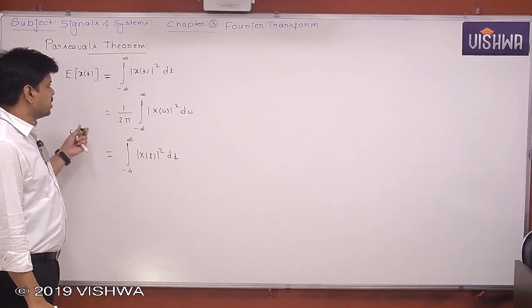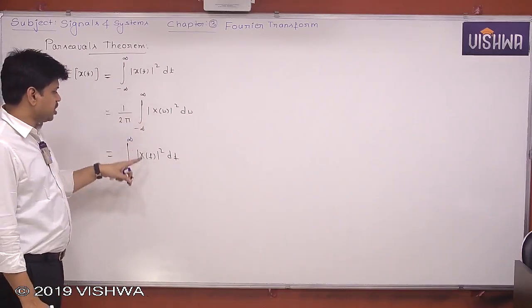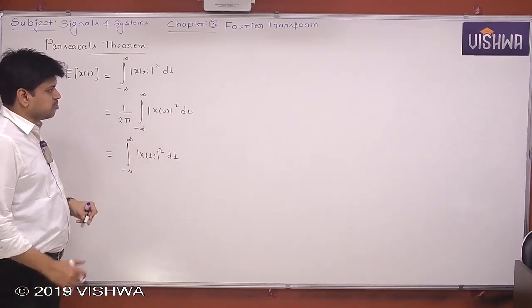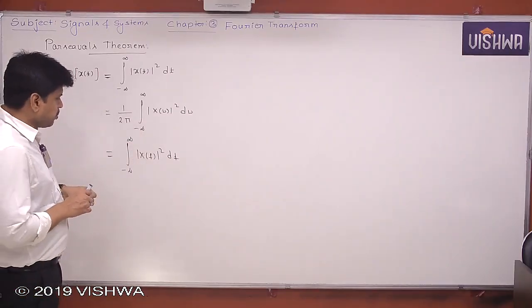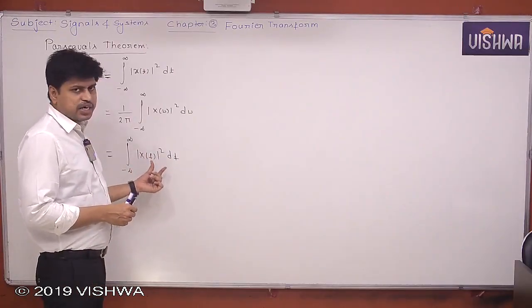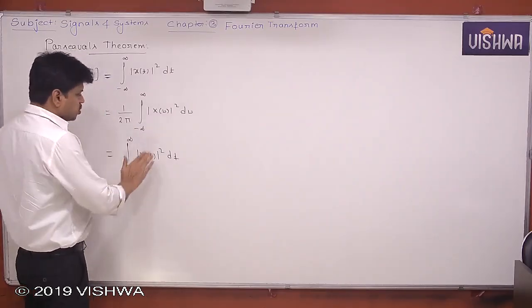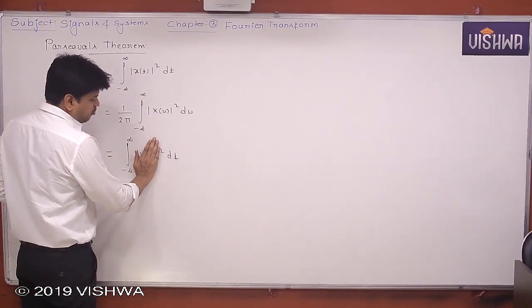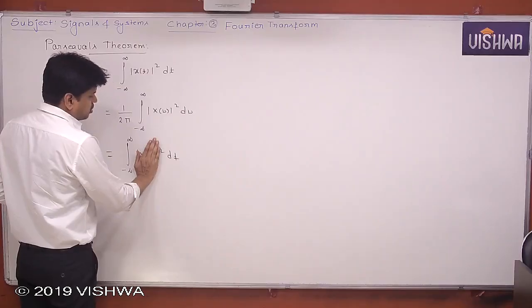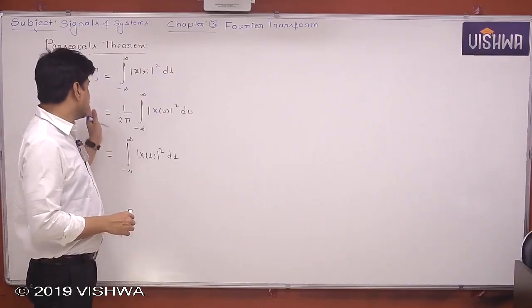So to calculate energy, if I know x of t, this is the formula. If I know x of omega, this is the formula. If I know x of f, this is the formula we have to use. And here one important thing is mod x of f square is nothing but energy spectral density. So if you know energy spectral density, if I integrate with respect to f, that means the area under the energy spectral density is nothing but the energy.